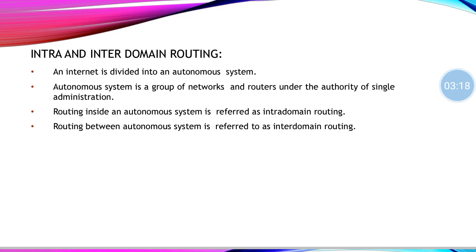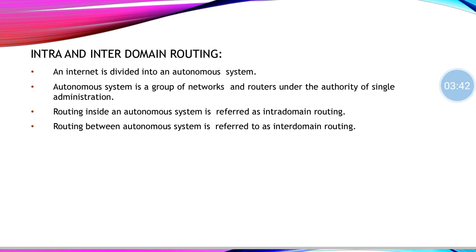So the internet is divided into autonomous systems. An autonomous system is a group of networks and routers under the authority of a single administration. So Bhinder has many networks and routers that would come under a single authority. Mira Road will have many networks and routers that will come under a single authority. I hope the point is clear.